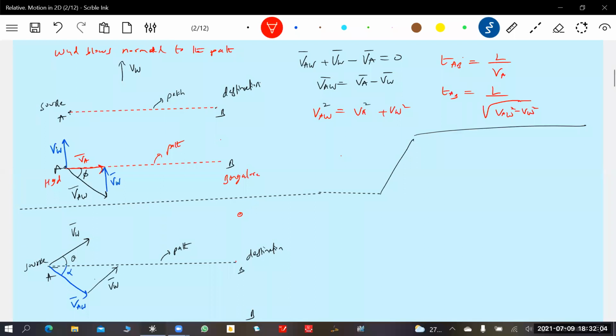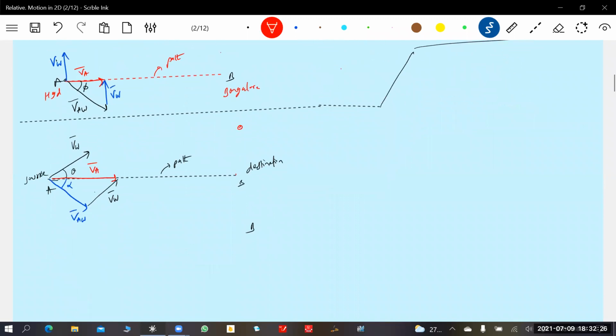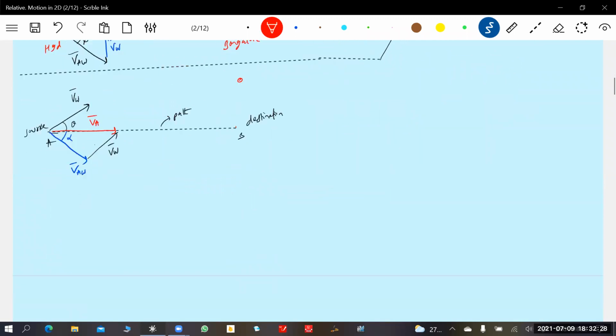Then the effect of wind will be there, and the resultant velocity of aircraft with respect to ground will be directed here. The velocity of aircraft with respect to ground should be directed along AB. That's the only condition. Nothing else is there. When it's moving from A to B, there's a condition. Then what mathematics can we do? The net resultant velocity should be along the path.